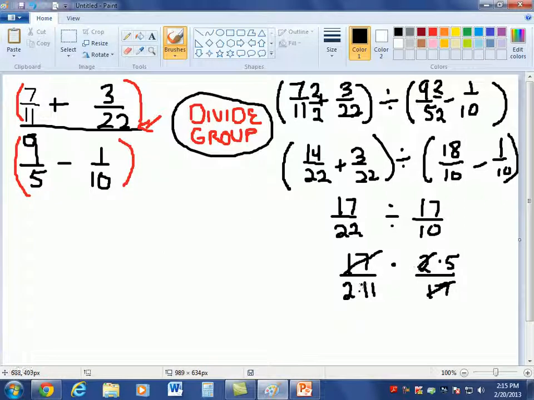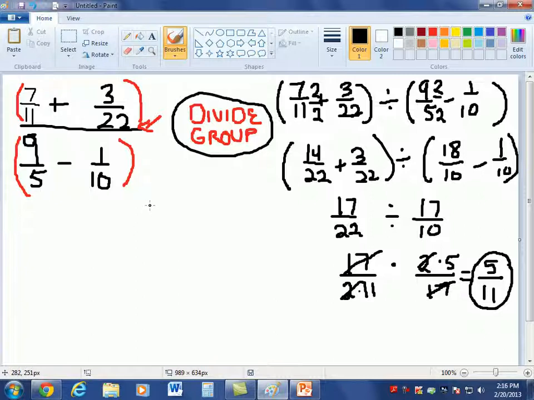Same with these 2's. These 2's are going to cancel. And then we are left with 5 over 11. And that is our solution, or that is our expression. That's the simplified version of this thing up in the corner.